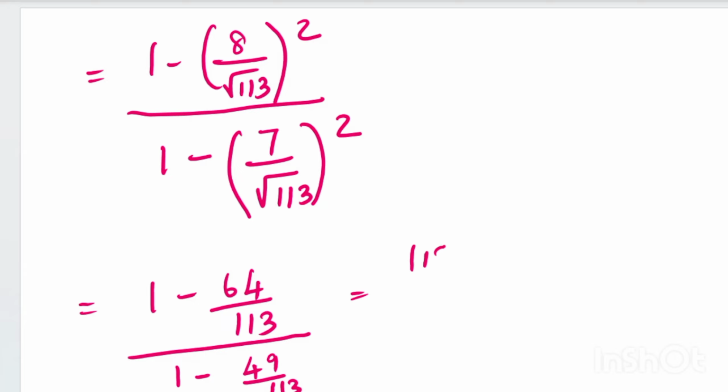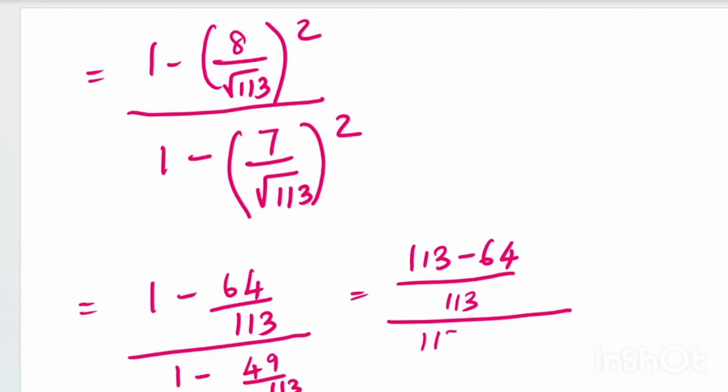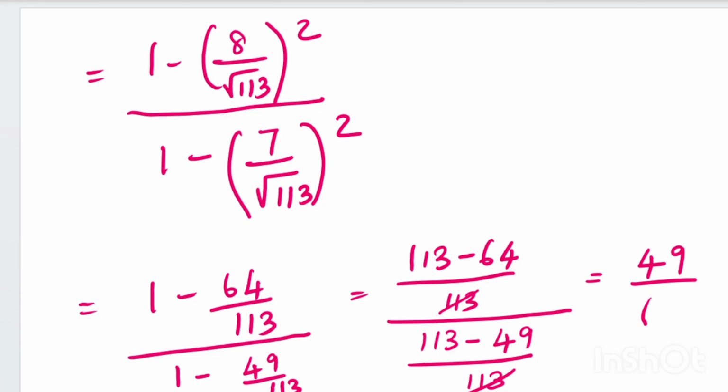Which is equal to (113 minus 64) divided by 113, over (113 minus 49) divided by 113. This 113 and 113 will get cancelled. So now what is 113 minus 64 for the numerator? What will be the answer? It's 49, divided by 113 minus 49. It's 64. So the answer for the first subdivision is 49 divided by 64.